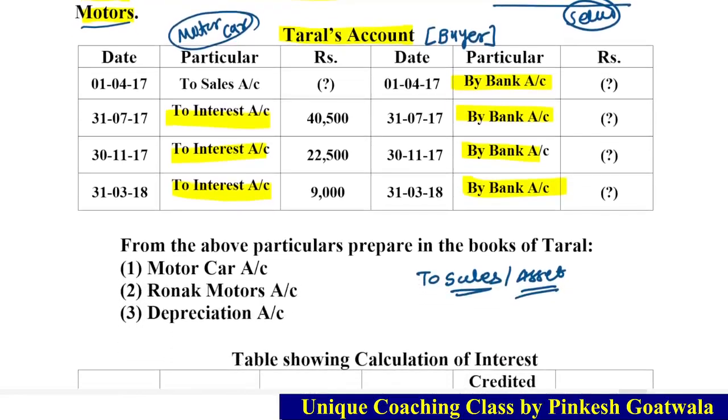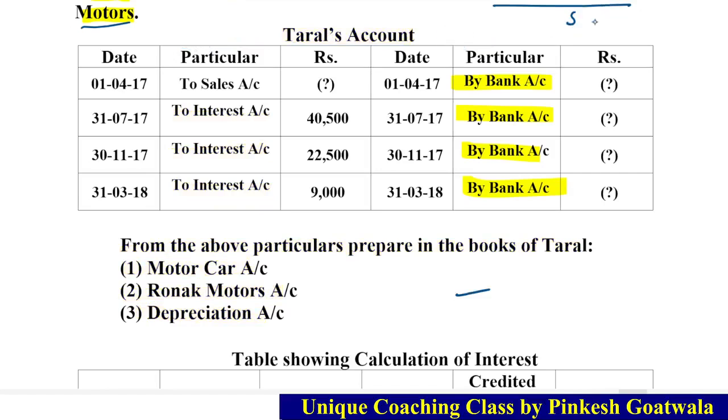And what we have to prepare from the above particulars, prepare in the books of Taral. Taral કોણ છે? Buyer છે. Buyer ની બુક્સમાં motor car, Ronak Motors and depreciation account. So we can easily make accounts, but first how to complete the calculation of interest. Interest ની calculation કઈ રીતે complete કરીએ?